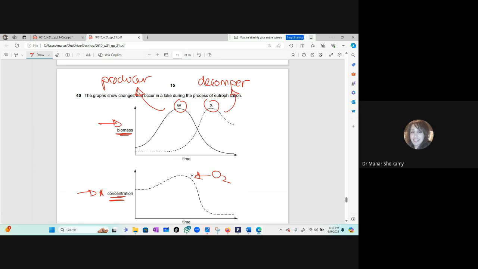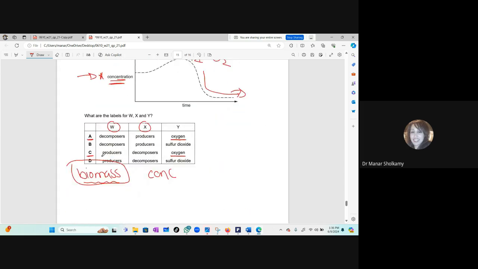Why did you choose W as a producer? Because it decreases highly, while the decomposer increases. Yes, you're right. Producers, the plants or the algae, will overgrow at the beginning and cause a sunblock. Then the producers will die, the plant life will die, so they will drop. The decomposers will increase because we have a lot of dead organisms, the plants and the fish, and we will decompose them. Then they will decrease a little bit, but they will always remain high. And the oxygen will drop greatly. So the answer must be C.